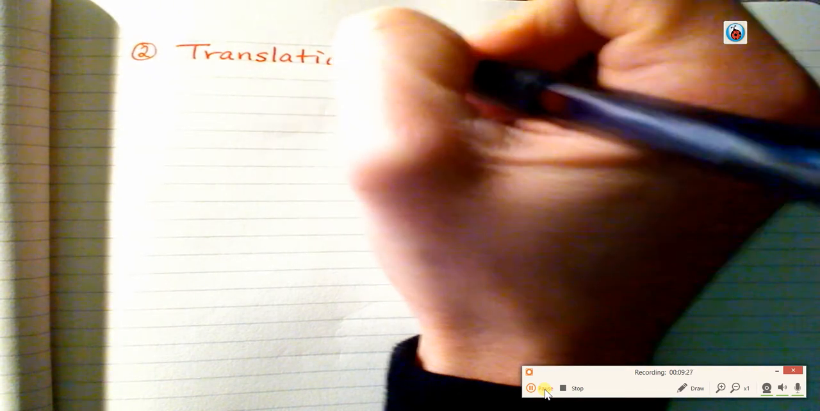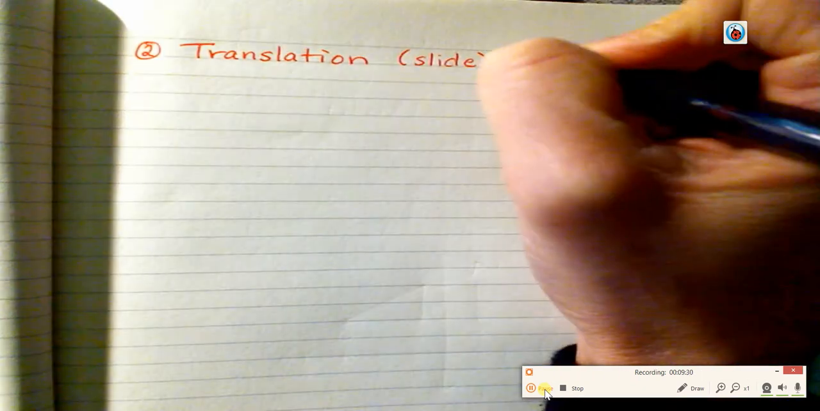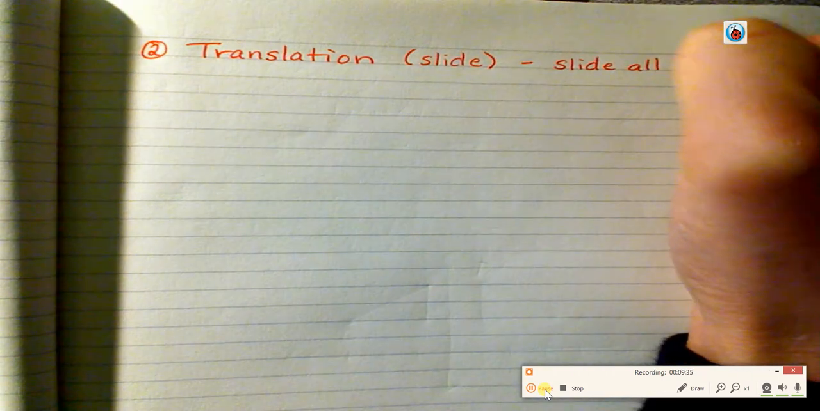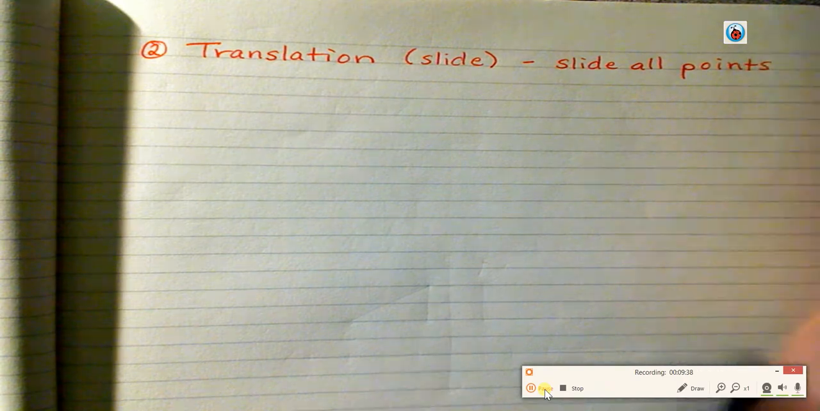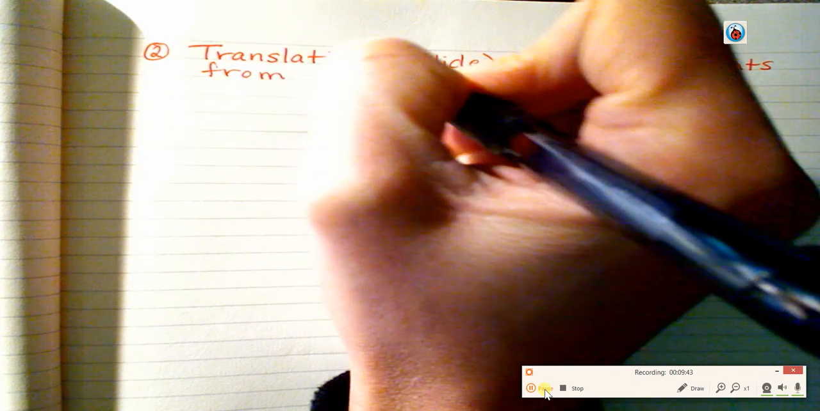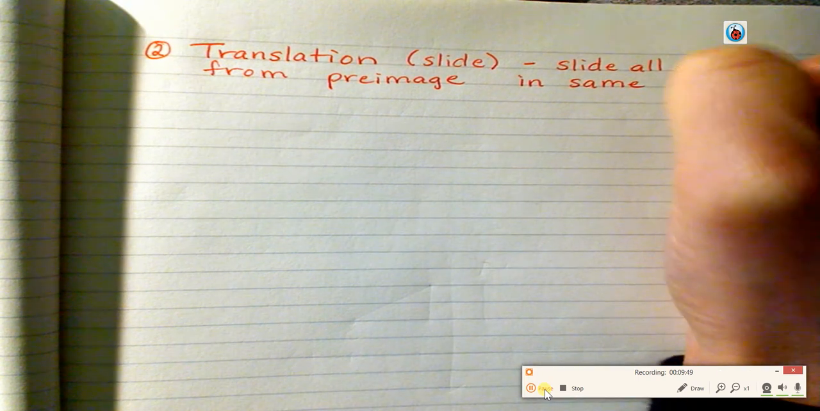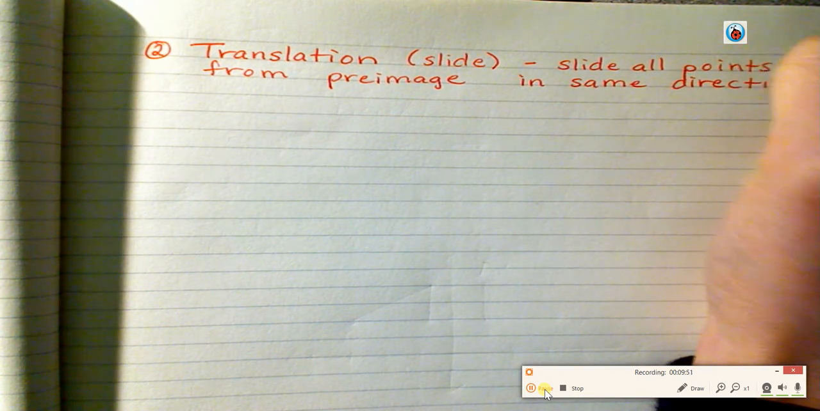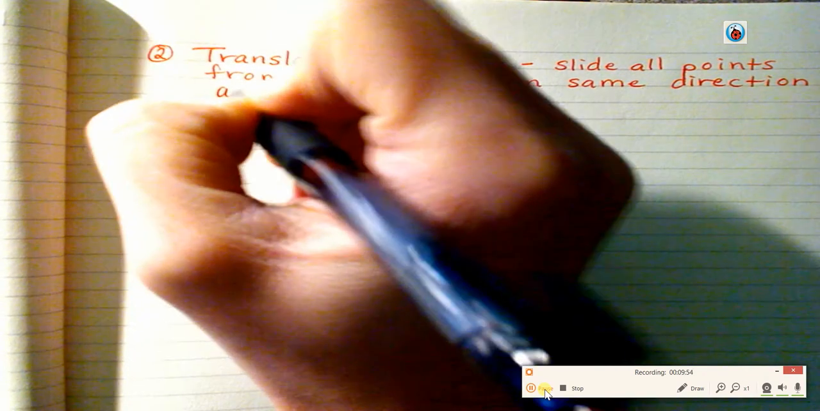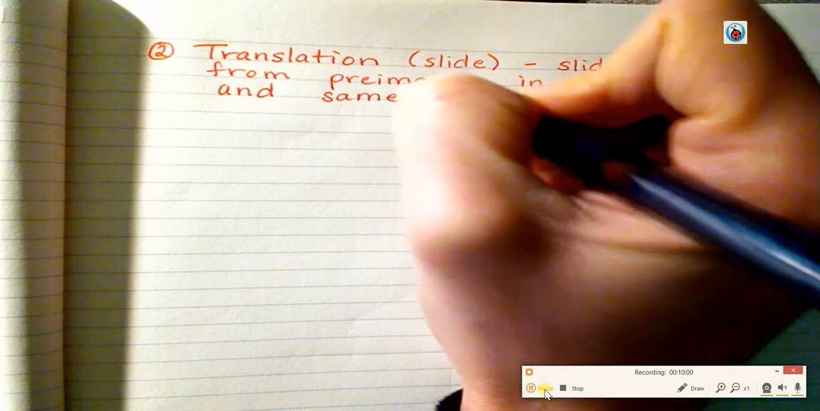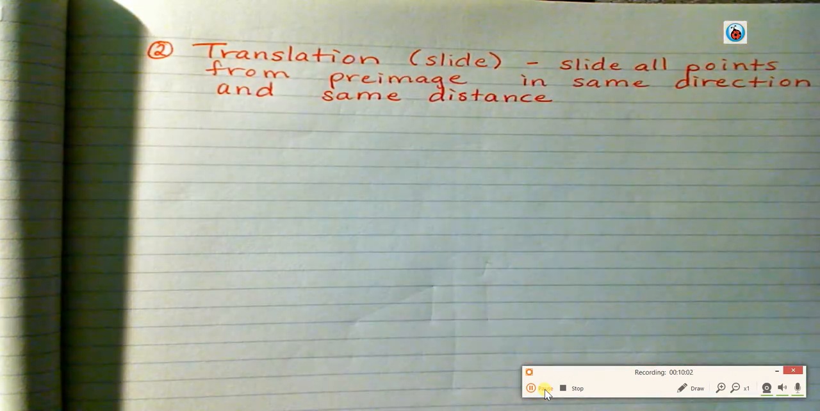Another transformation would be a translation, and we can also call that a slide. Since we're going to slide all vertices or all points from the pre-image in the same direction and the same distance to create our new image.